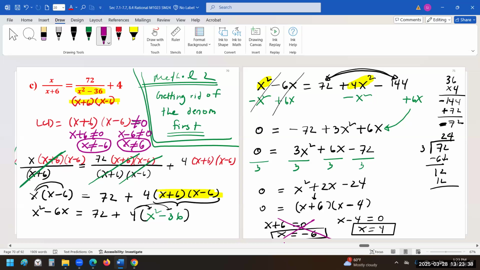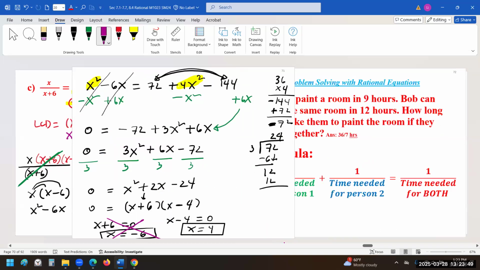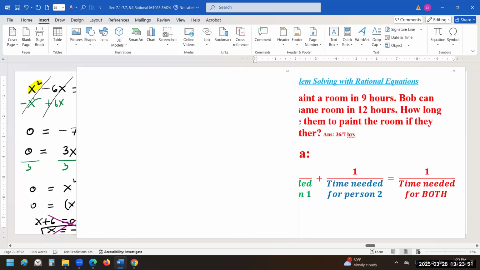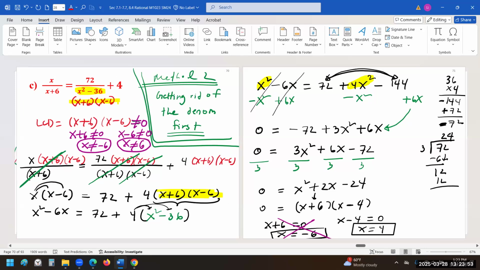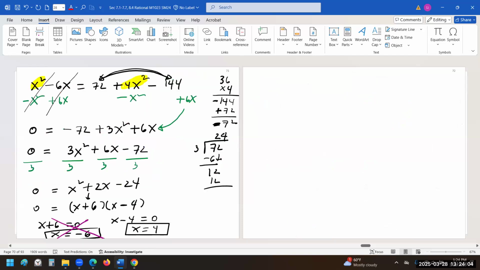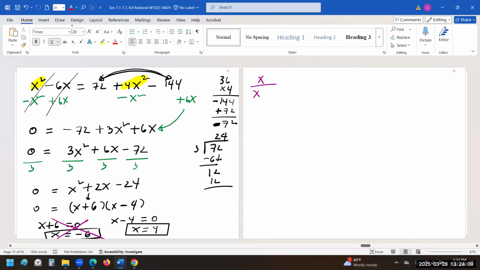Can I show it? Only 4. So you have two ways of doing it. Either you do the way I did, observe your LCD and figure out what you cannot have in the solution, or if you forget that, make sure you check both solutions in your equation. So the equation was x over, so I'm doing checking, okay, in case you forget.